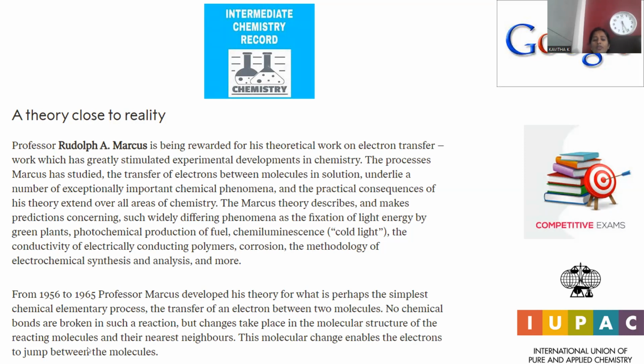No chemical bonds are broken in such a reaction. Rather, we are just shifting or transferring the electrons from one element or molecule to another molecule. So the molecular structure of the reacting molecules and their nearest neighbors, we are not going to change. This molecular arrangement enables the electrons to jump between the molecules. Electrons are supposed to move from one region to another without any cleavage of bonds, right? So this is the way the theory is close to reality. Though it is theoretical, it is implementable, and experimental evidence was later given for the Rudolph A. Marcus theory.